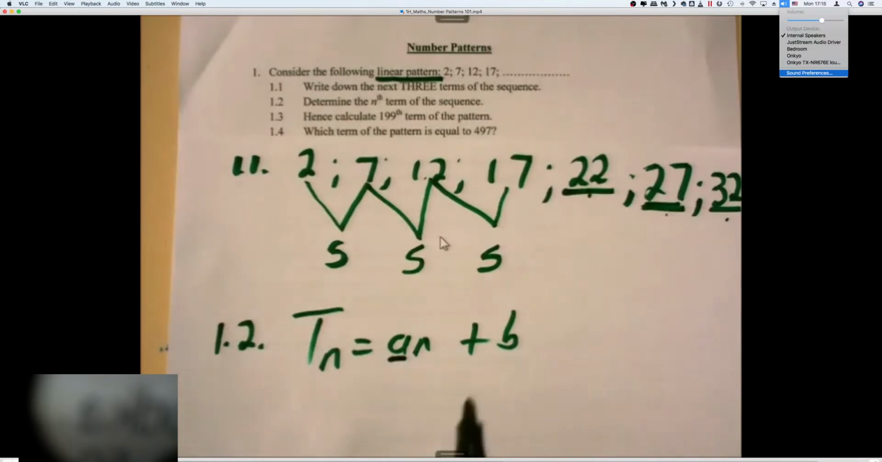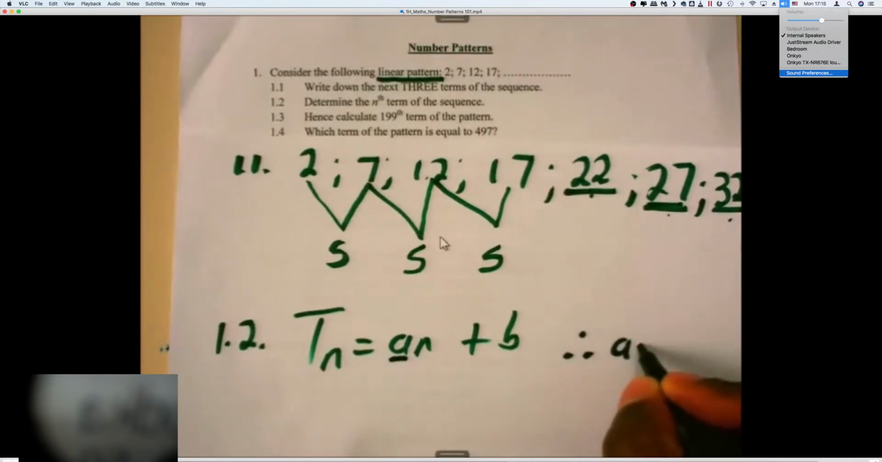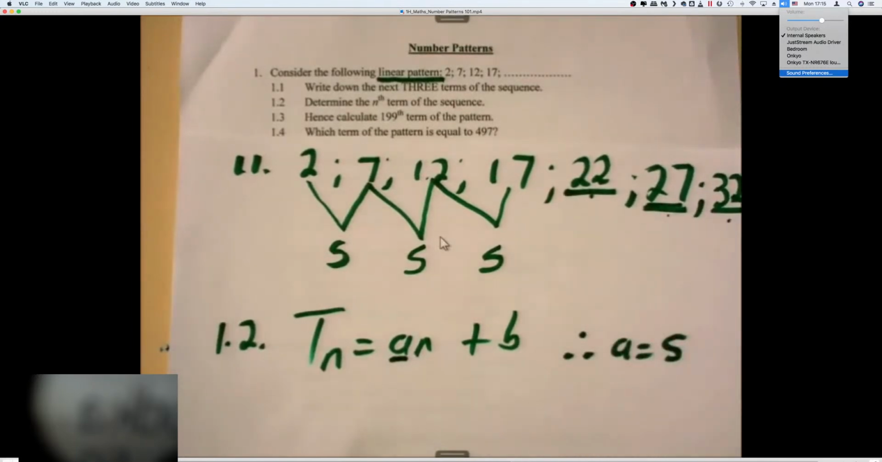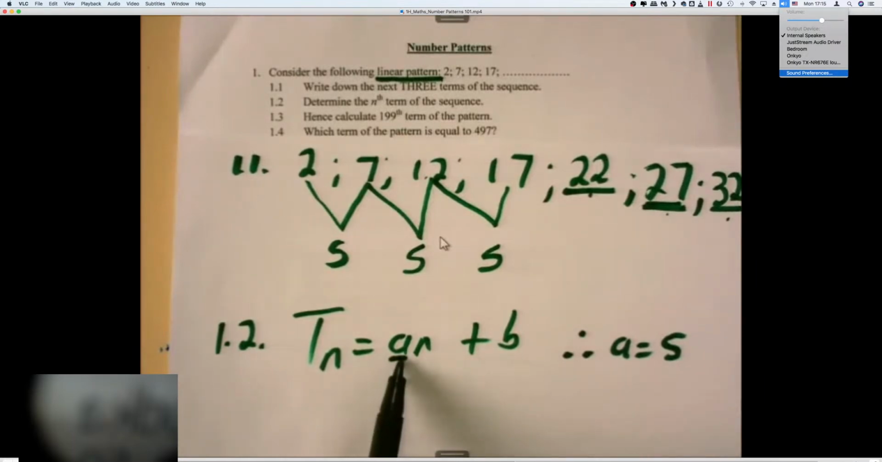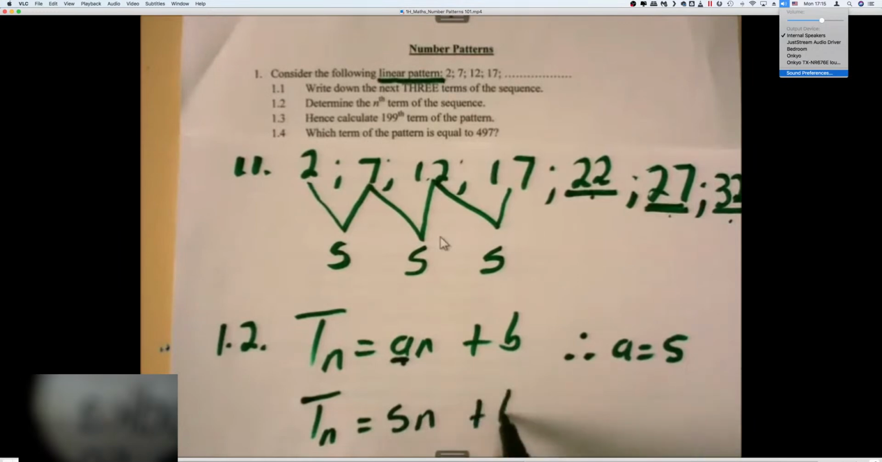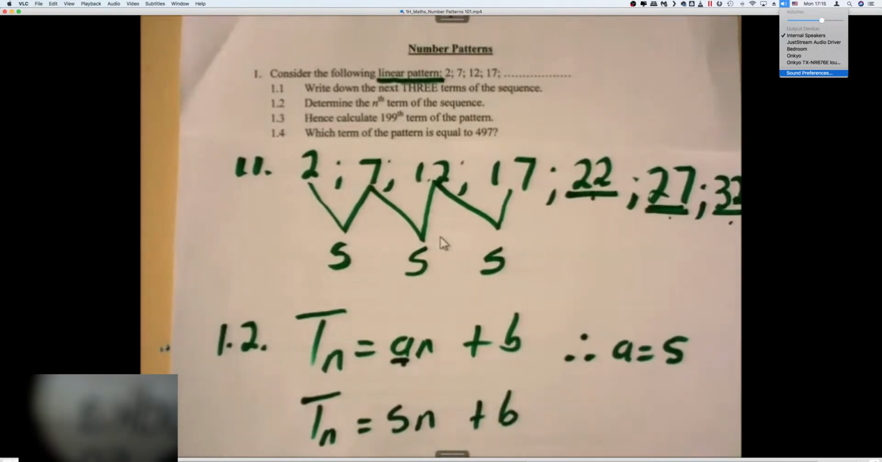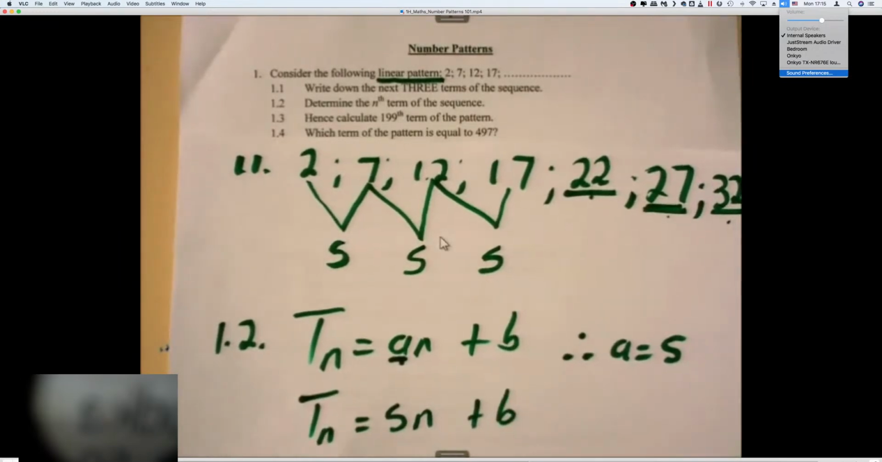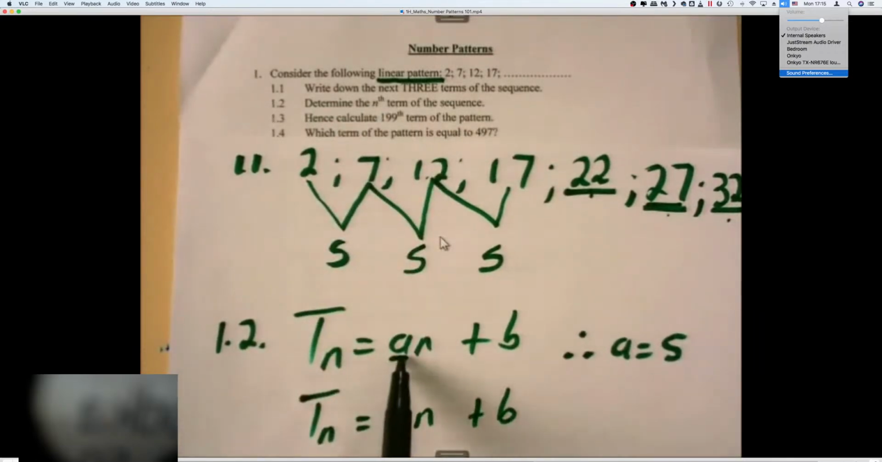So in this case, our common difference was 5. This means that a is equal to 5. So if a is equal to 5, we then substitute the value of a in this general term formula. Therefore, the nth term will then be equal to 5n plus b. Meaning that if the question states determine the nth term of the sequence, all we have to do is to determine the value of a and the value of b.